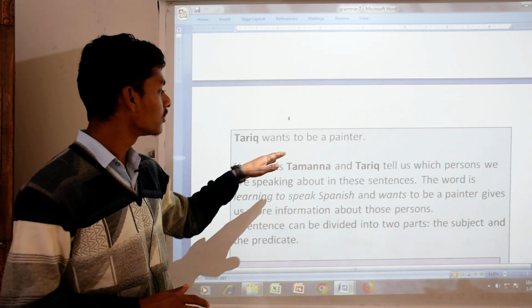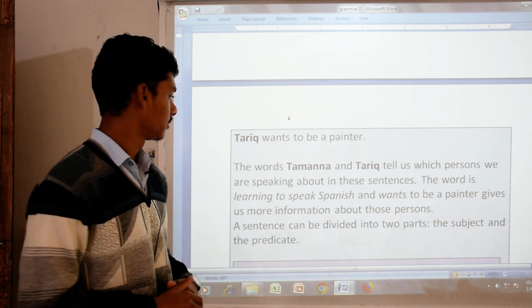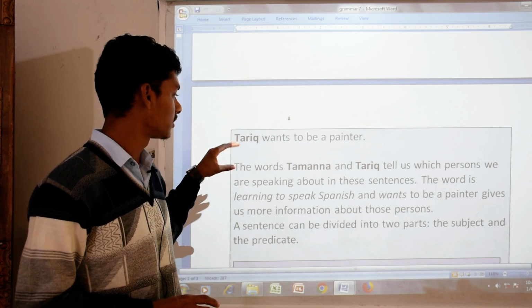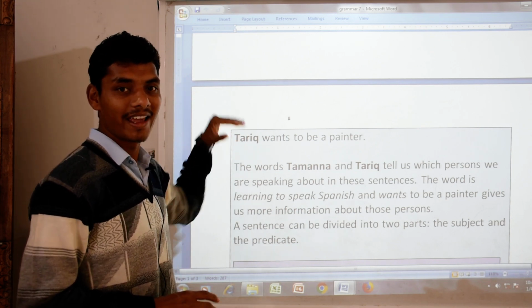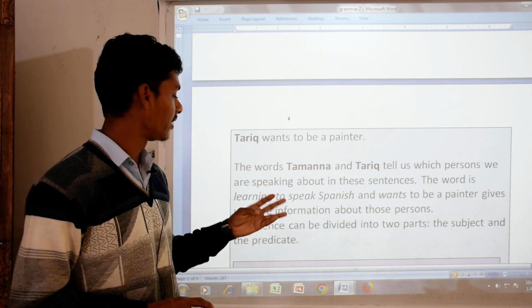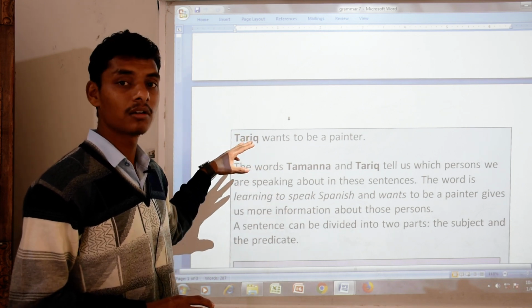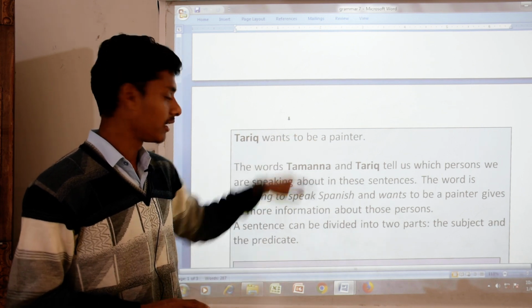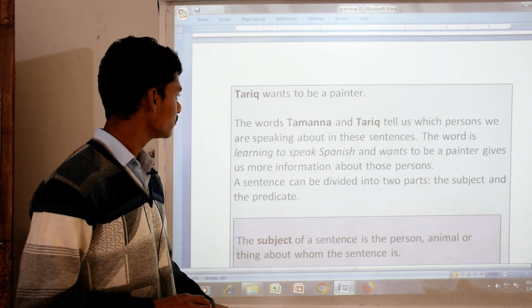"Tariq wants to be a painter." Here the subject is a noun. What is a noun? A noun is the name of a person, animal or thing. So Tariq is the subject, and "wants to be a painter" is the predicate.